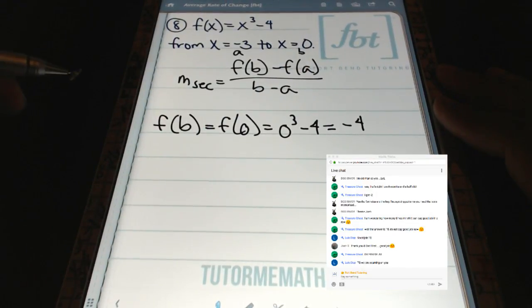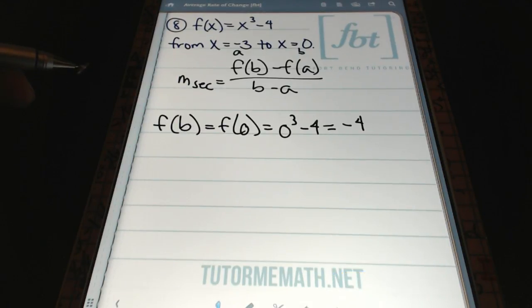Lewis is telling TG, Treasure Ghost, we are counting on you. And we are, Treasure Ghost. That's right. We are counting on you to do a good job.